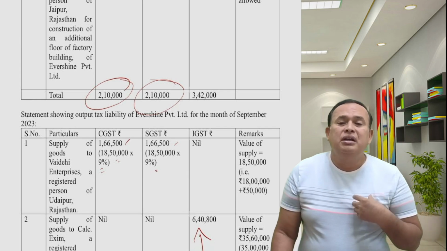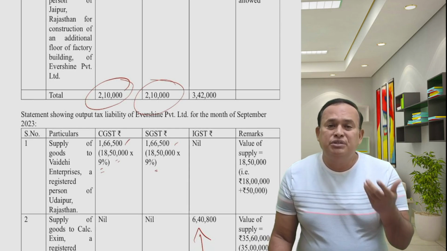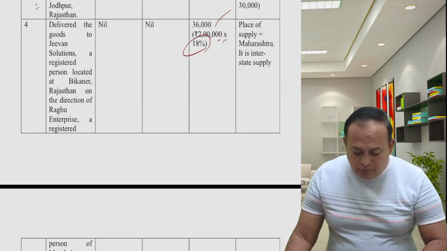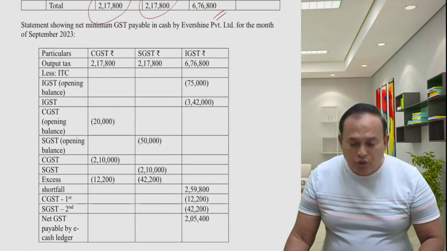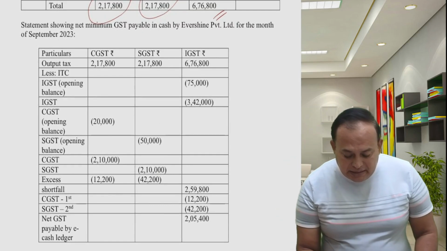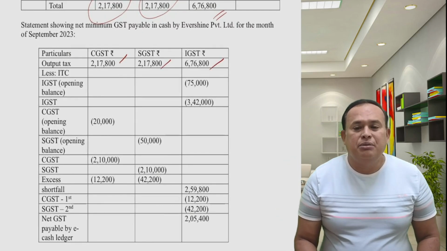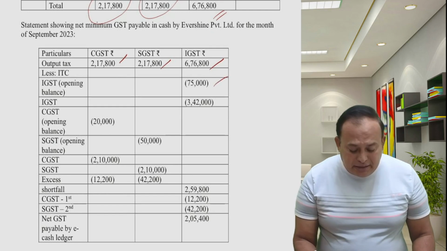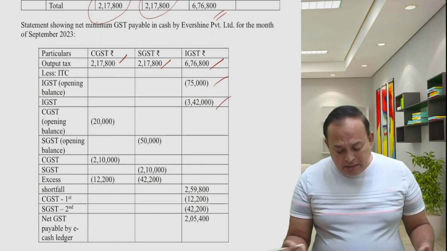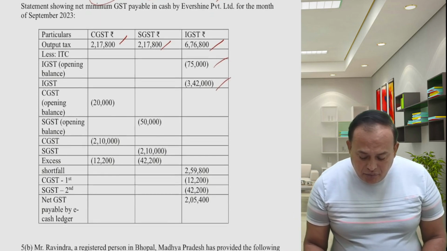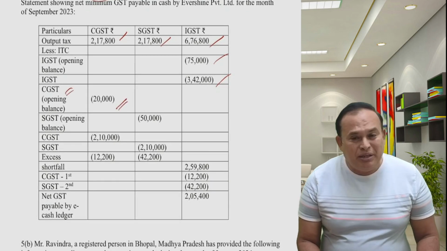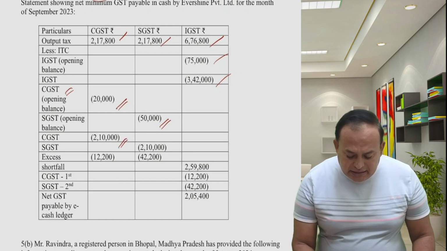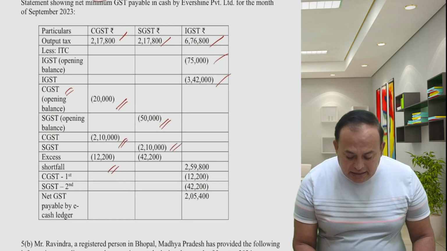Now I am going to prepare a statement showing net minimum GST payable by Evershine Private Limited for the given month of September as follows. So the opening output tax of CGST, SGST as well as IGST I mentioned here, and opening balance of ITC. First IGST credit is adjusted against IGST, still we have to pay IGST. In that case, we have the CGST opening balance, SGST opening balance. After that, CGST credit, SGST credit. Still we have CGST credit, SGST credit.